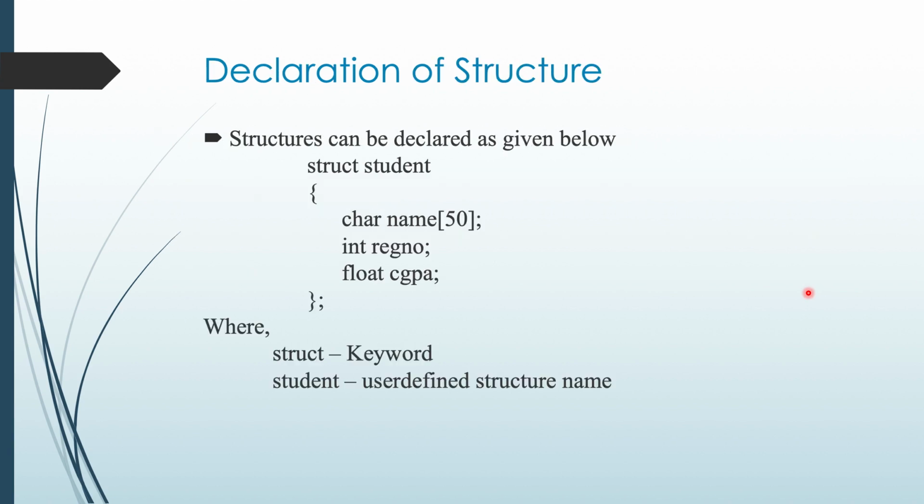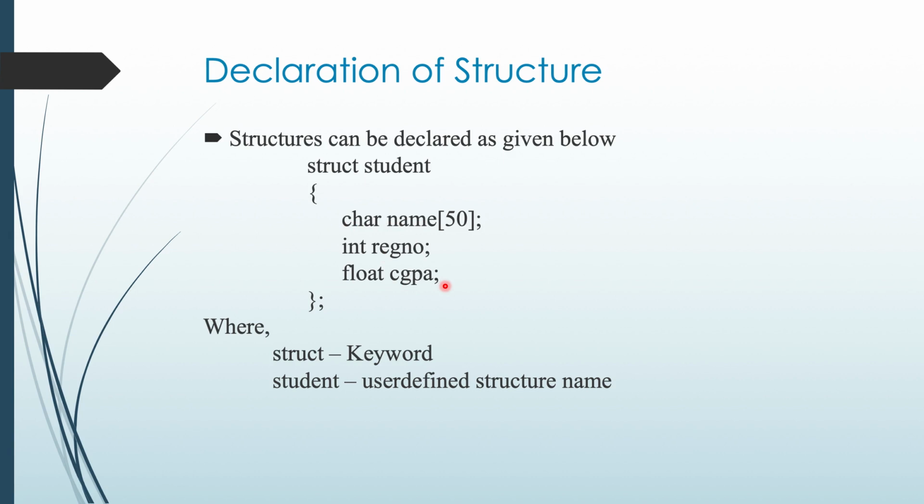So structures can be declared like this: struct, structure name, then open curly brace and close curly brace, ends with a semicolon. The semicolon is very important, don't miss it. And then different data type variables can be specified over here. So struct is a keyword, student is a structure name, you can give any name, and whatever variables you want to declare inside the structure can be declared. So here I have declared three variables: name of the student, ration number of the student, CGPA of the student.